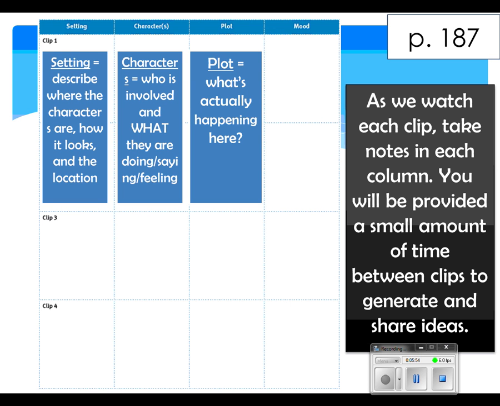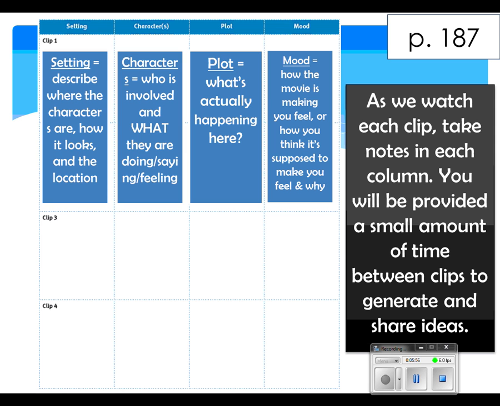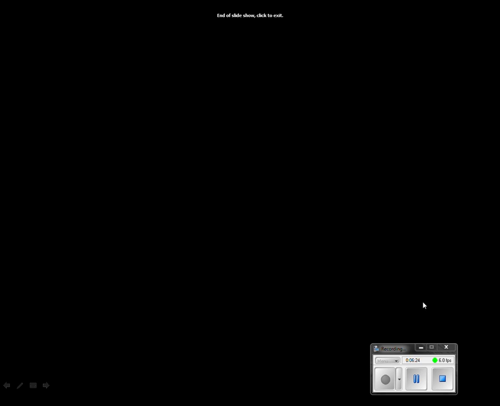Plot, what was actually happening in the clip. And last, the mood. The mood, again, is your personal emotion. Mood is how you think the emotion is being displayed, not necessarily what the director was going for. So we're going to go ahead and get started with that first clip. You'll see the screen pop up after the end of each clip, so you can go ahead and write your information down. All right? So any questions before we get started? Okay. All right, here's clip 1.